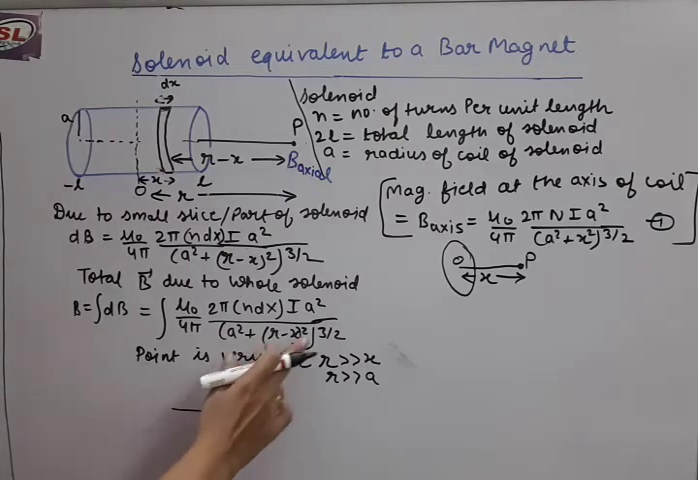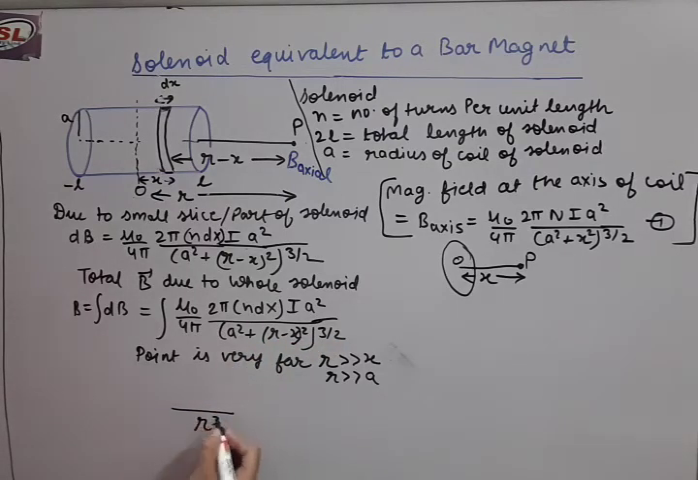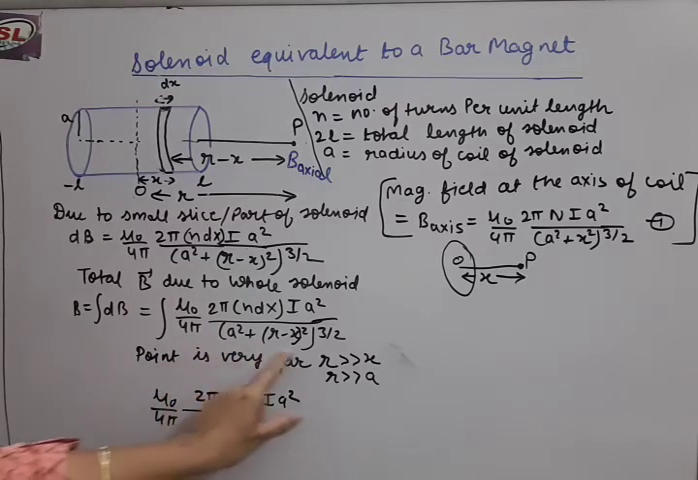But r square's power 3 by 2 is there, so r cube will remain. Now, all other things are inside the integration: mu 0 upon 4 pi 2 pi n dx I a square. This numerator term is written as it is, this constant term is written, and in place of the denominator, r cube is written. Now all these things are inside integration.